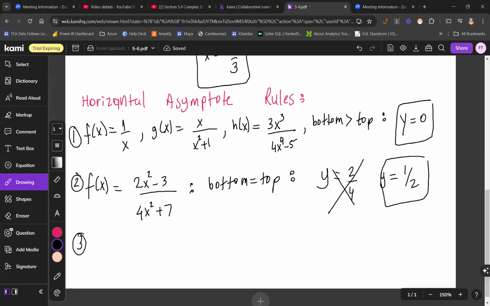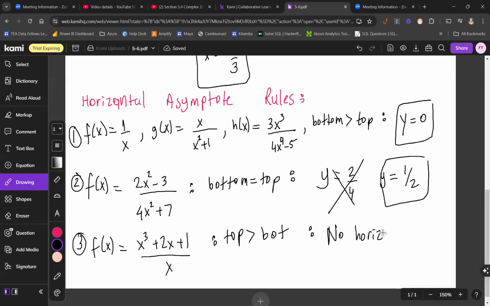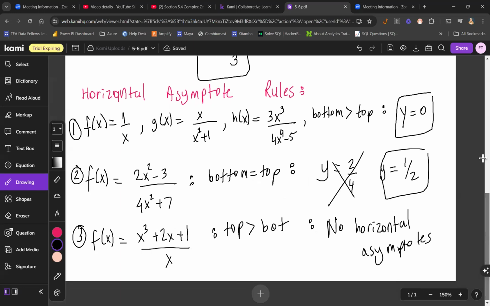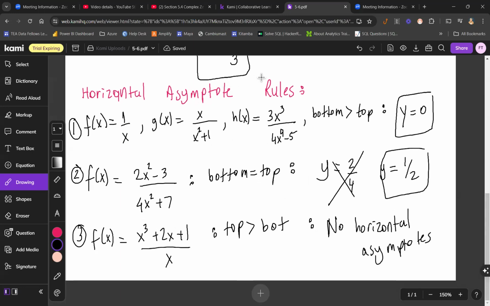And then the last one is, if the top has more power than the bottom, something like this. If the top is greater than the bottom, if the top has more degree than the bottom, you will have no horizontal asymptote. So for horizontal asymptotes, you have to compare the degrees of the numerator and the denominator. But for vertical asymptote, you only check the denominator, and this completes section 5.6.